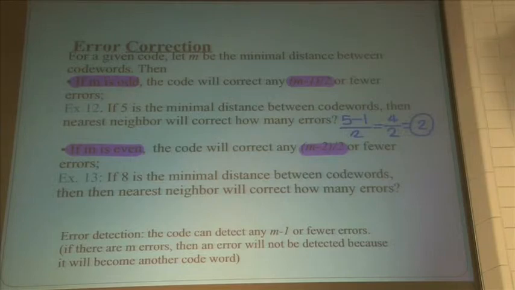Example 13: if we have a Hamming distance of 8, so a minimal distance of 8 between any 2 code words, then the nearest neighbor will correct... well, 8 is even, so plug it into the formula. 8 minus 2 divided by 2, so it's 6 over 2. It will correct 3 errors or less. Now remember, it can't correct the exact number of errors because in the last example we saw, you could have an actual word that matches however many errors there are. Okay? So know those formulas.